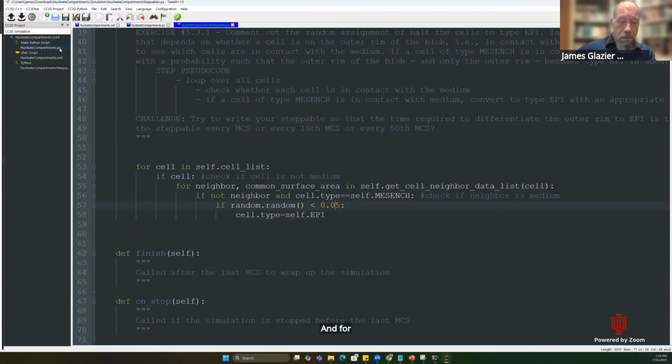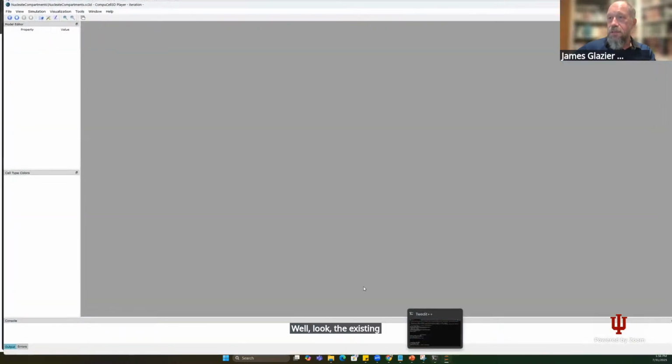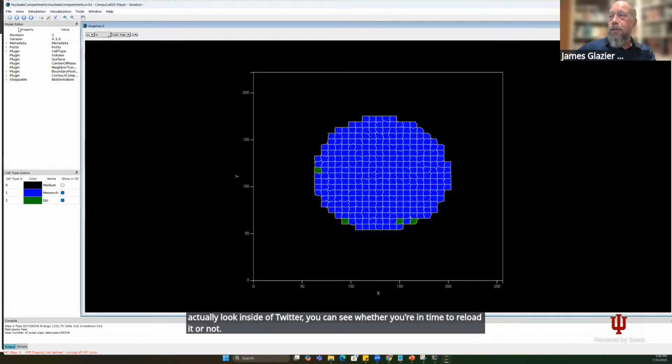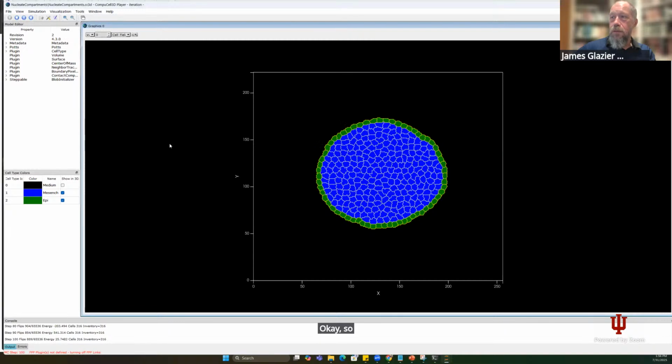And for people who are using 4.7 and having this crashing problem, you'll notice here at the top, initially the start CC3D was grayed out and now it's blue. That's because it takes time for it to get rid of the environment that it created in Conda. And so that's been the problem, that if you hit restart while the existing instance is there, then it crashes. And if you actually look inside of Twit, you can see whether you're in time to reload it or not. Okay. So now it's doing a little bit more gradually.